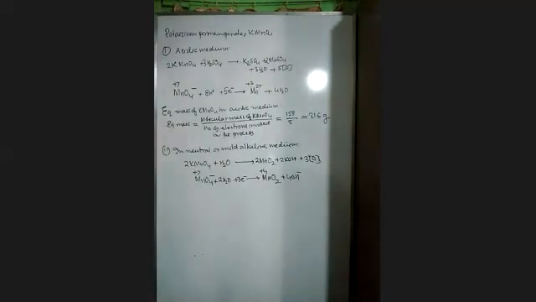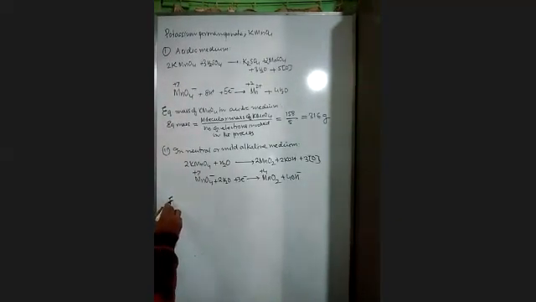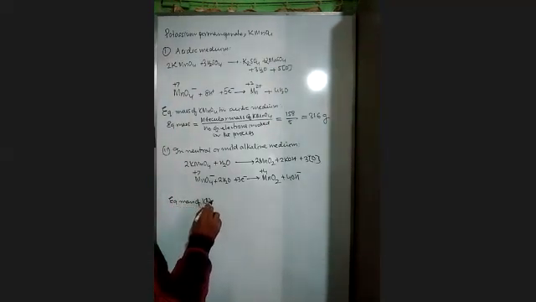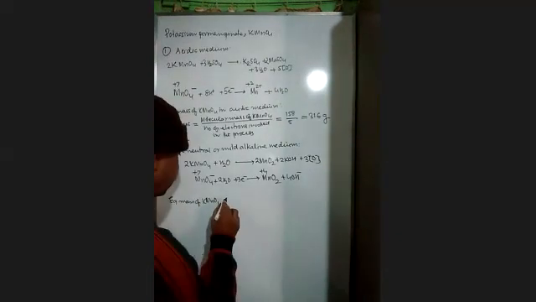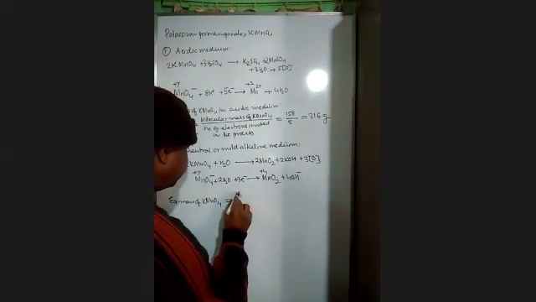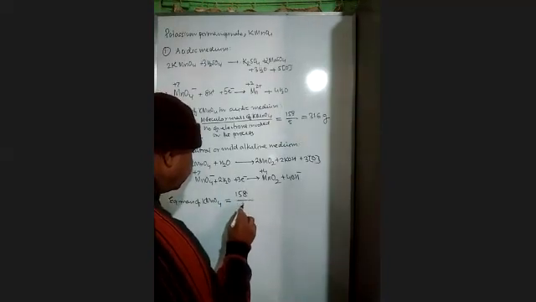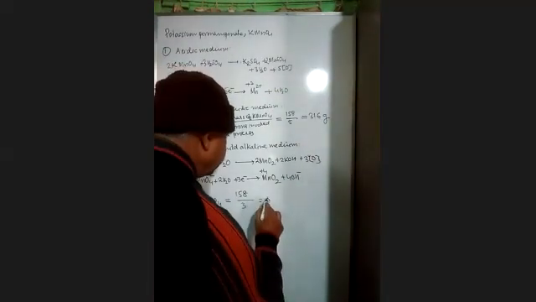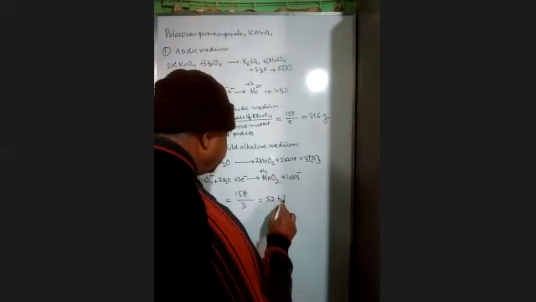So what will be the equivalent mass here? Equivalent mass of MnO4 is 158 divided by 3. So it comes to 52.67. 52.67 gram.